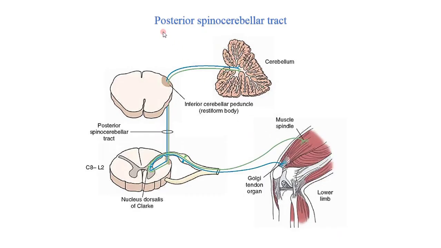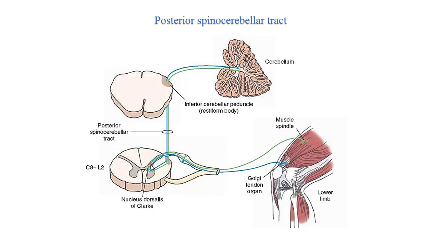We will start with the posterior spinocerebellar tract, also known as the dorsal spinocerebellar tract. This tract carries unconscious proprioceptive information from the lower limb and the lower part of the trunk. The peripheral processes of the first order neurons carry information from these areas to the cell bodies located in the spinal ganglia at the spinal levels below C8. Their central processes extend into the gray matter.